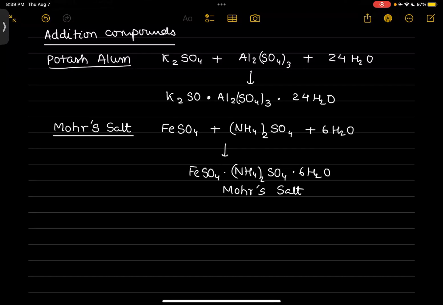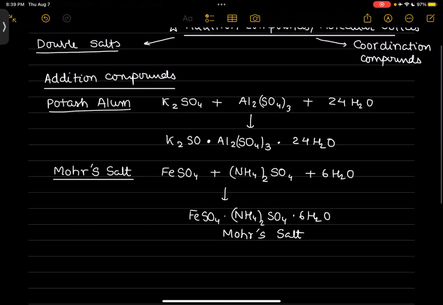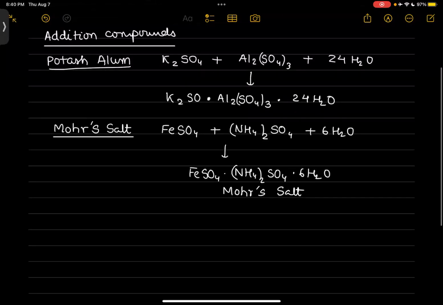So I hope this is clear. What type of compound is it? Is it a double salt? First of all, it is an addition compound. Got it? Further, we will look into the double salts and the coordination compounds. So the first and foremost thing that should be very clear to you is that it is an addition compound. Is it clear to all of you?